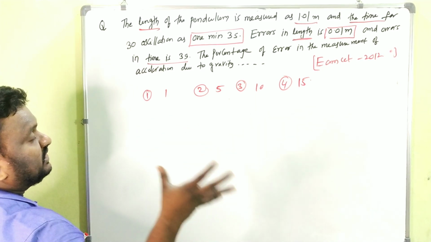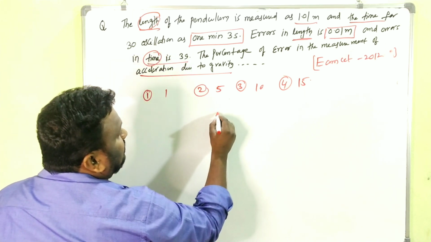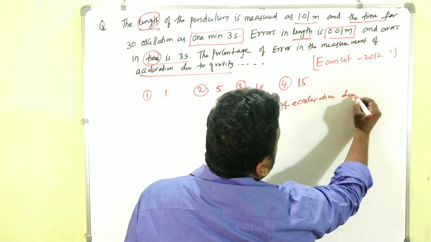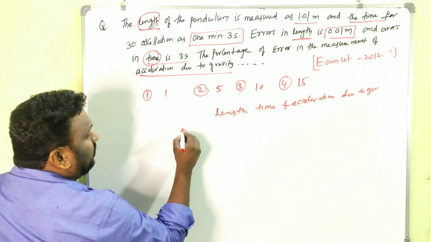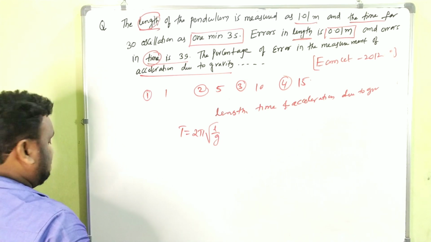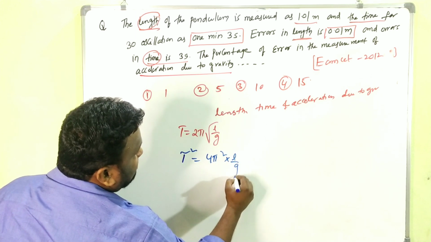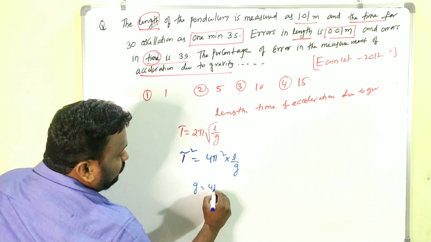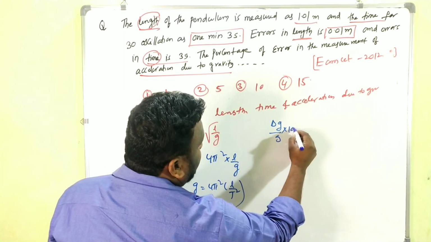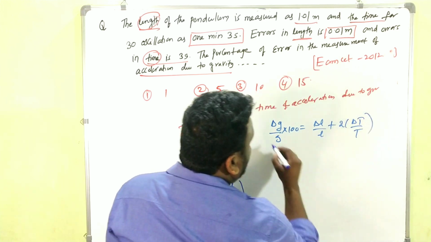To find that, first we have to know the relation between the acceleration due to gravity, length and time. That is what we know: T is equal to 2 pi into the square root of L by G. From that, T square is equal to 4 pi square into L by G. Then G is equal to 4 pi square into L by T square. Then delta G by G into 100 is equal to delta L by L plus 2 into delta T by T. And this is the formula.